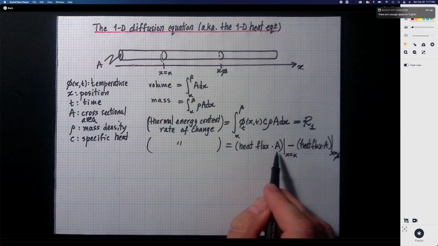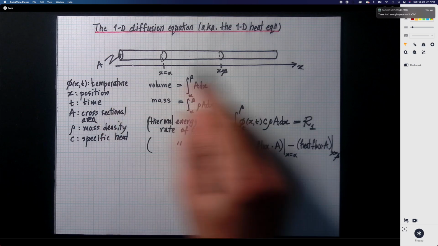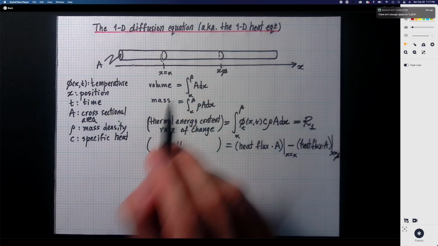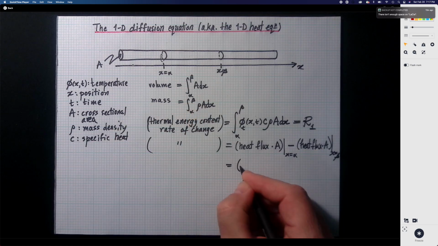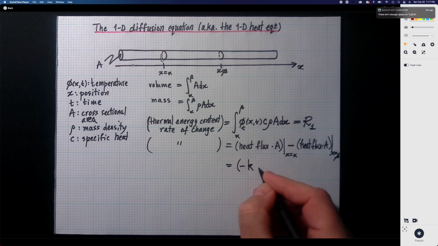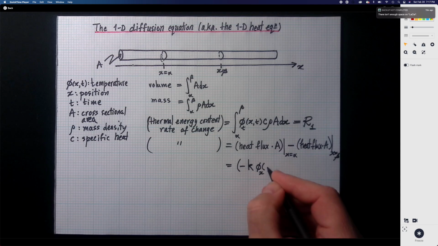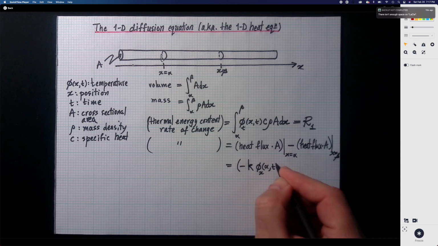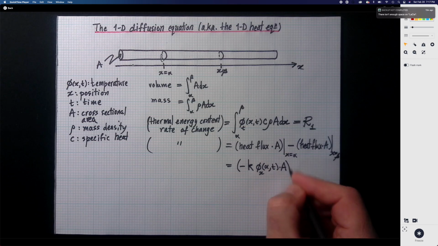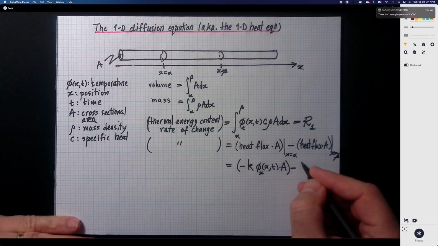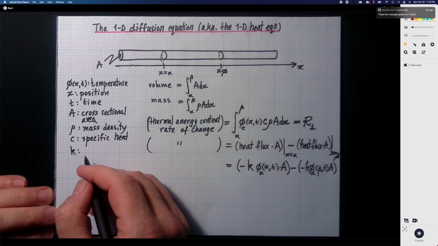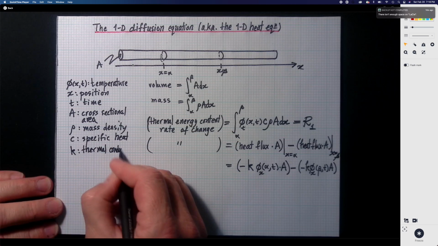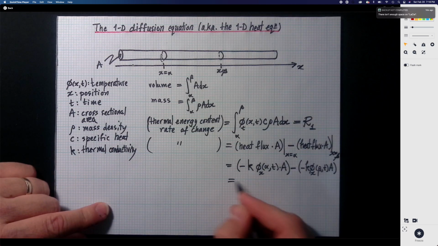And the heat conduction is proportional to the temperature gradient along the rod, and it goes from regions of high temperature to low temperature. So that means this will be equal to minus K, where K is the heat conductivity, times the derivative of phi with respect to x, evaluated at alpha and t, times the cross-sectional area, minus the same quantity at beta. So K is the thermal conductivity of the material. And we're going to call this quantity R2.